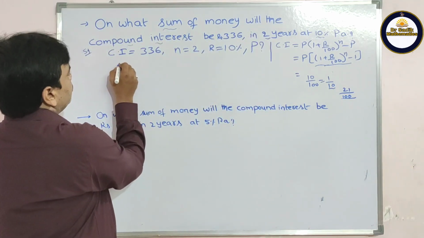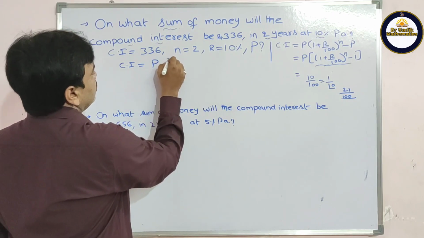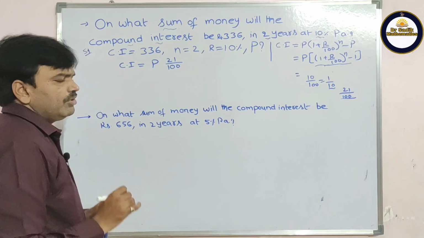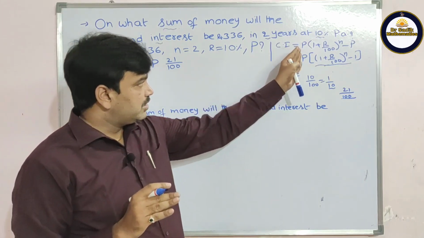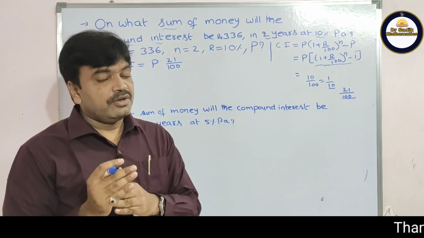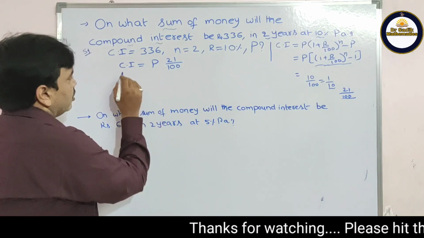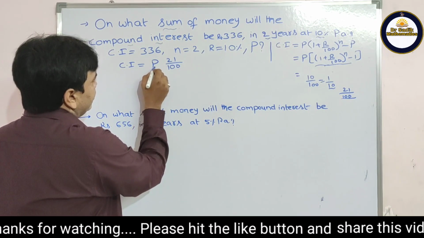See here, compound interest is equal to P into 21 by 100. You can write this directly, friends, by using the table. You don't do all these things in a competitive exam, friends. For understanding purposes I explain here, friends. Compound interest is equal to P into 21 by 100. We are finding the P value here, friends.